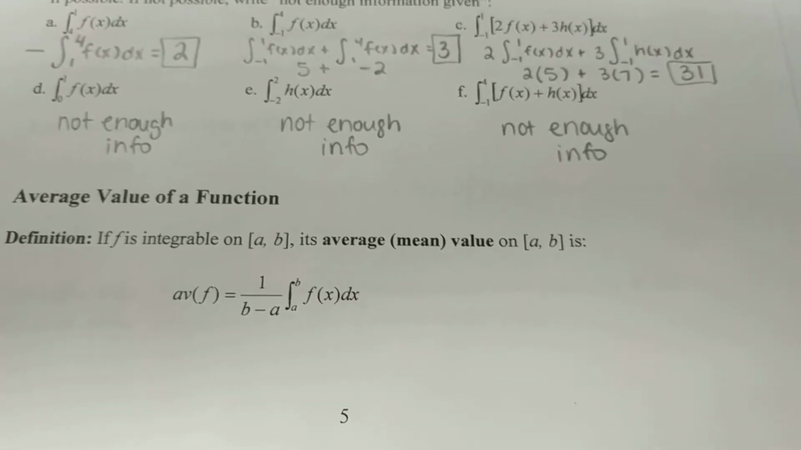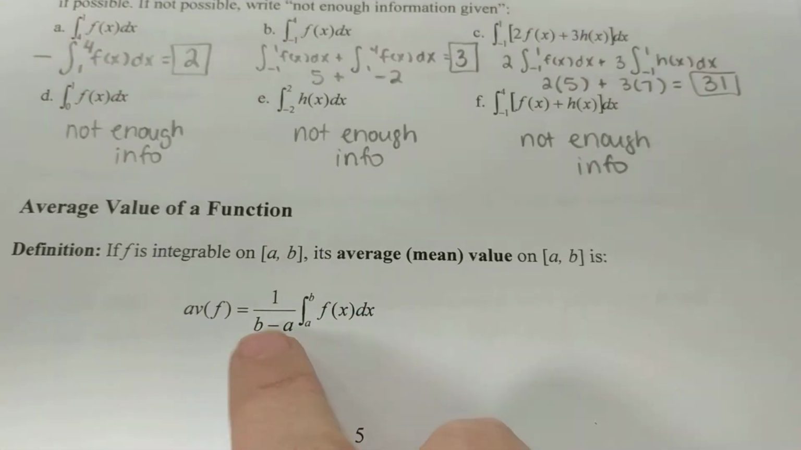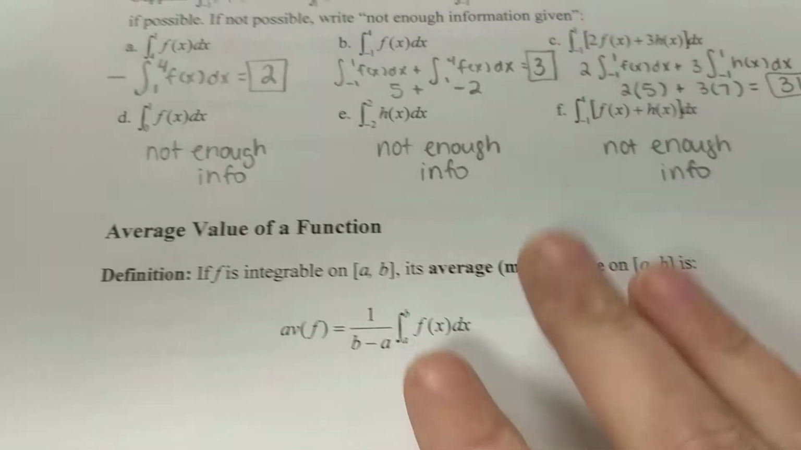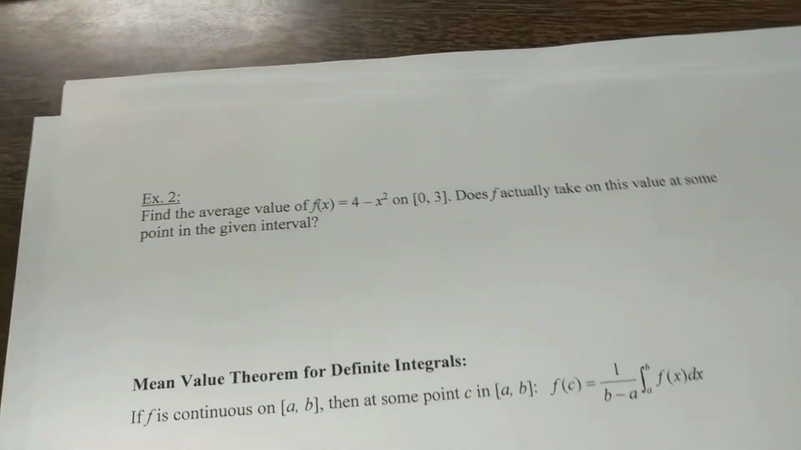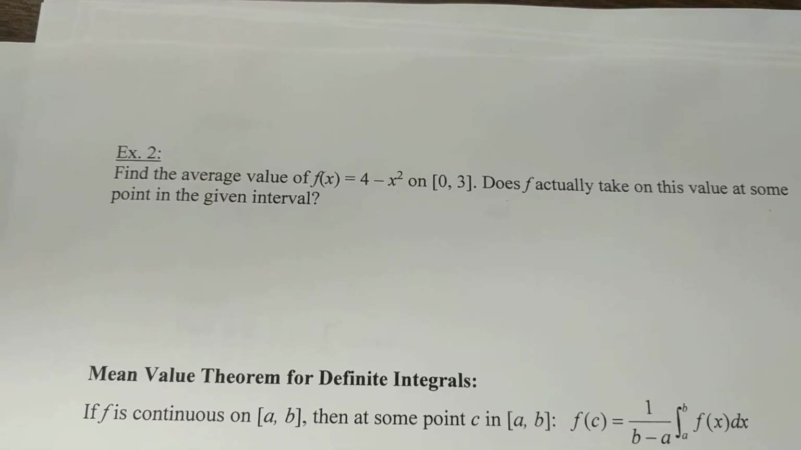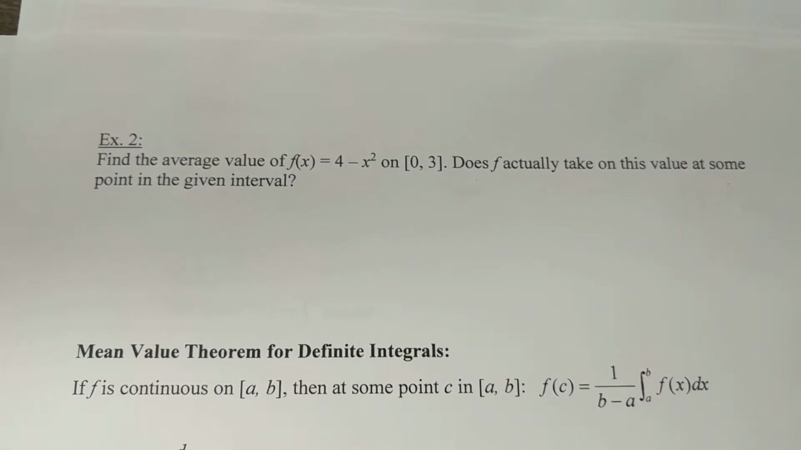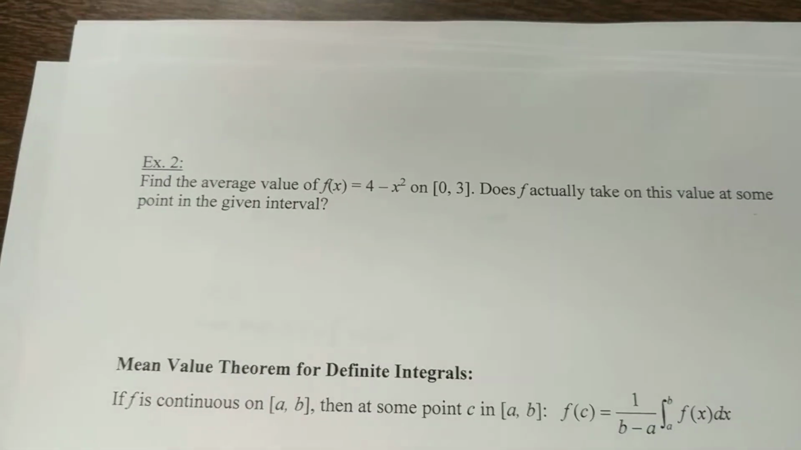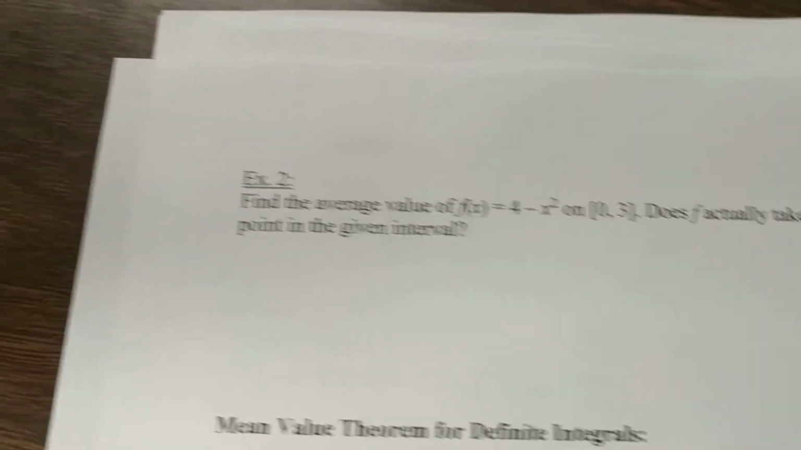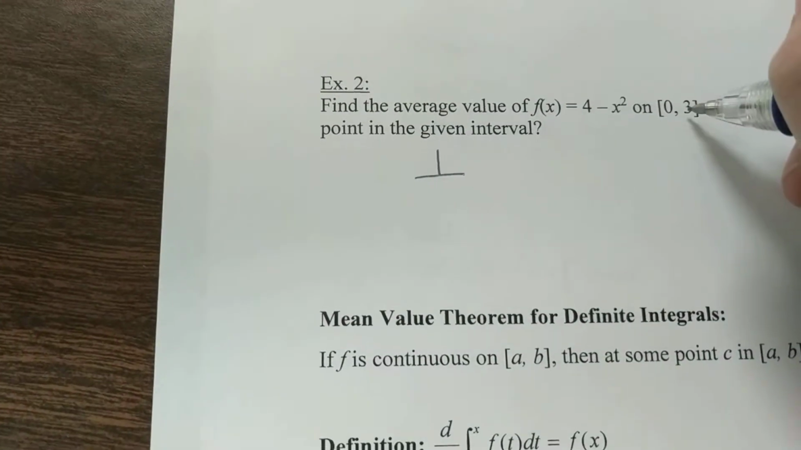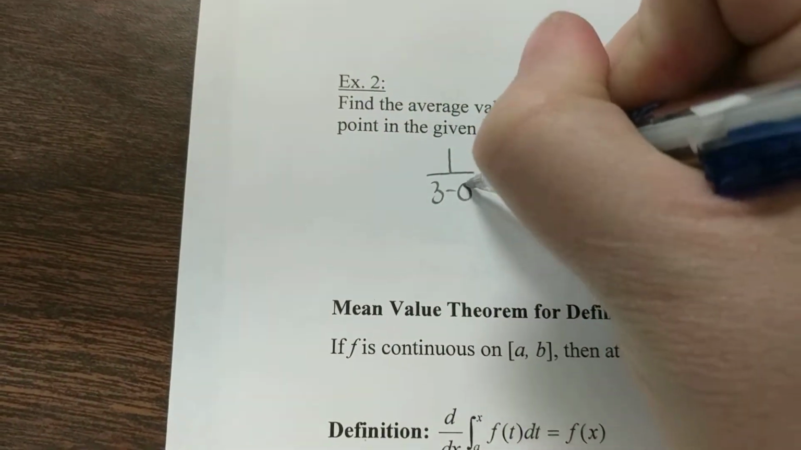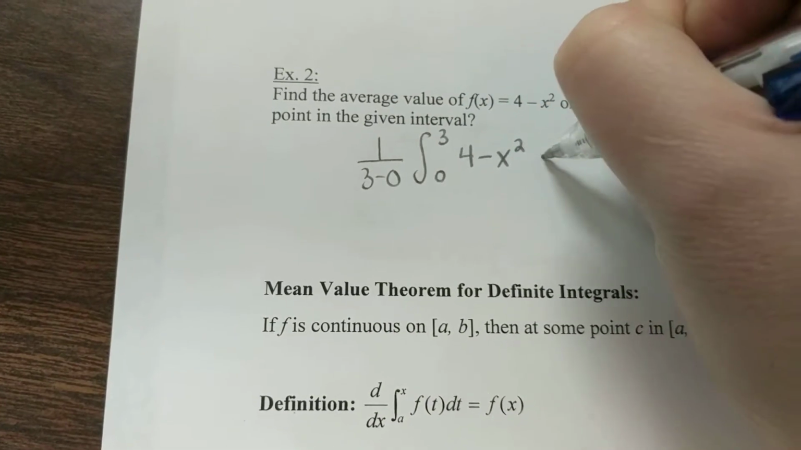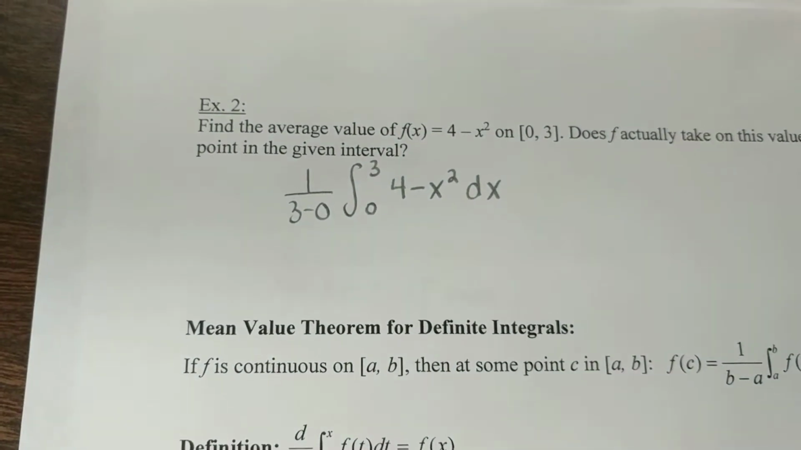When we think about taking the average of something, we add up all the rectangles and then divide by how many rectangles there were. That's what this particular formula is telling us to do. So example 2 says find the average value of the function 4 minus x squared from 0 to 3. And they want to know, does the function actually take on that value at some point in that interval? When we talk about average value, we have to do 1 over b minus a. So b minus a, 3 minus 0, times the integral from 0 to 3 of 4 minus x squared dx.